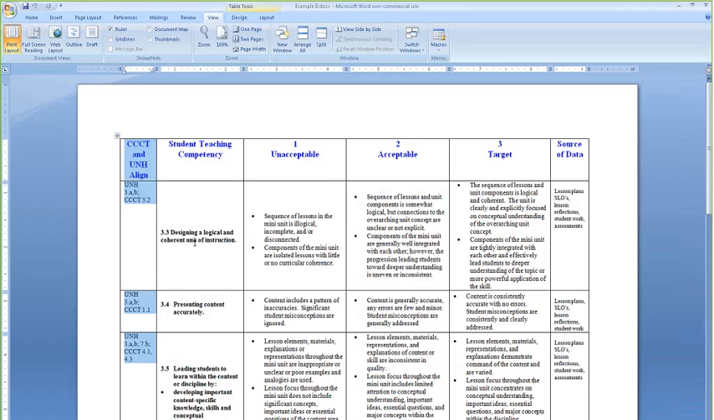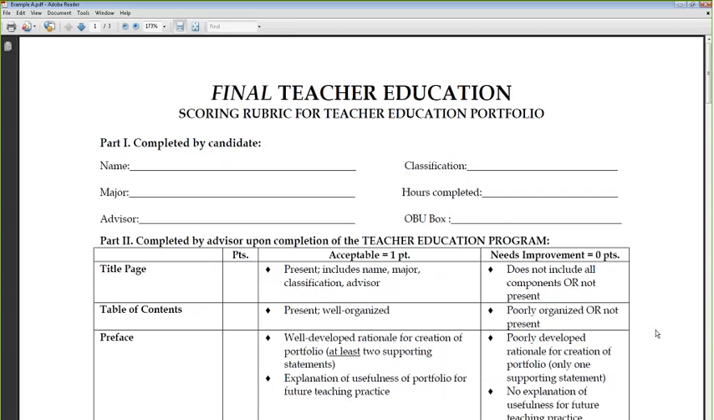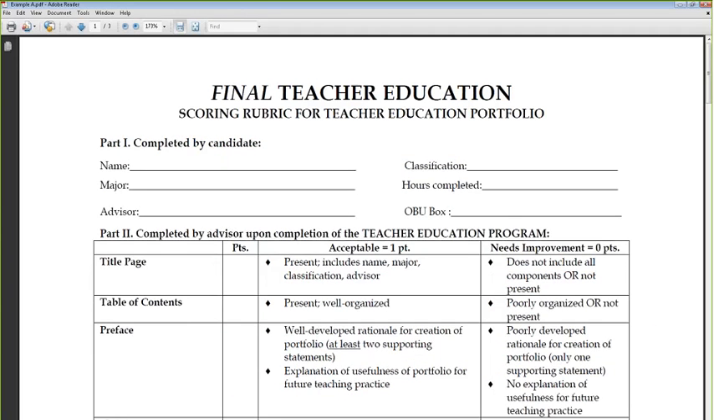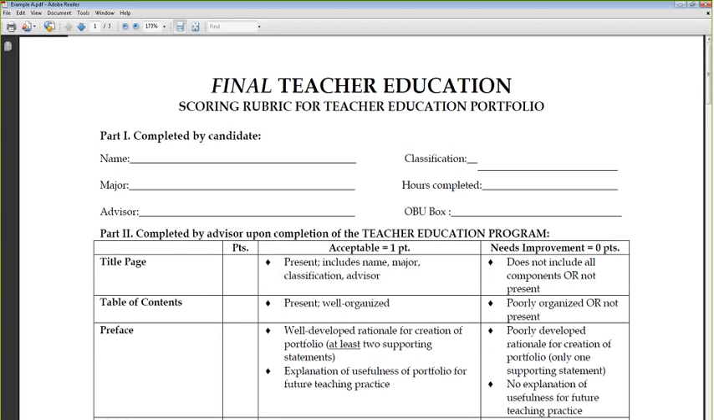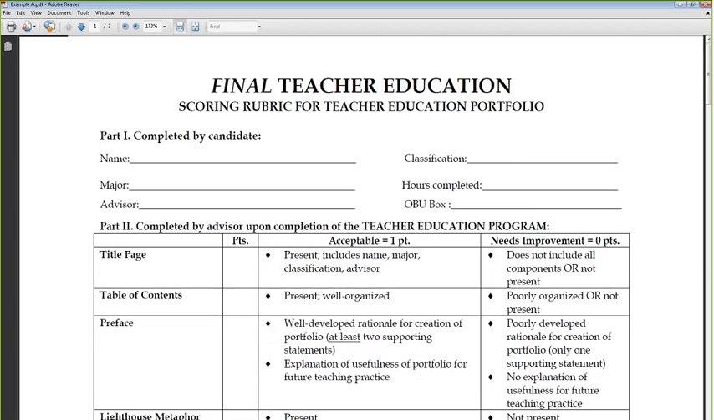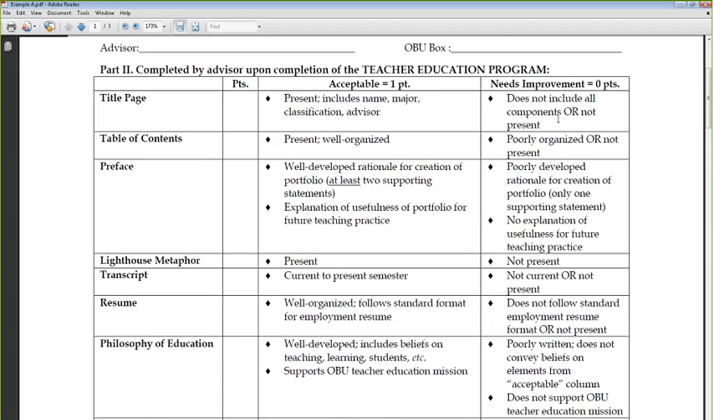Let's look at another instrument. This is one that I downloaded from the internet. I'm not sure what institution is represented here because it doesn't say. All I know is that this is from Oklahoma, okay? So let me show you what they've got here. They've got a scoring rubric for teacher education portfolio. And you'll notice that it's pretty much a checklist here. Is it acceptable? Well, it's present and includes its name. Does it need improvement? All right.